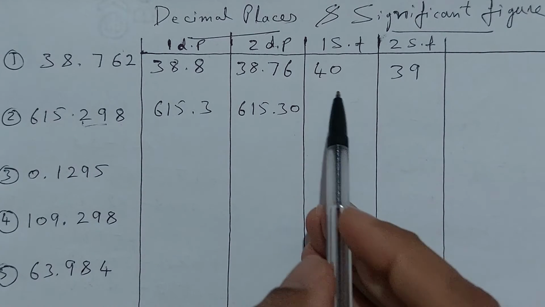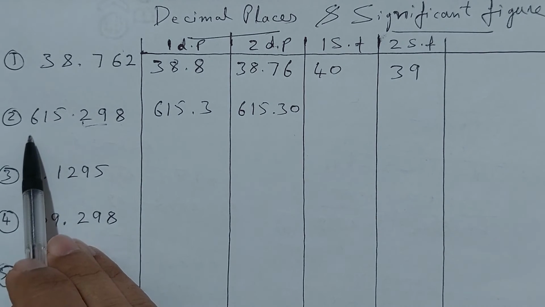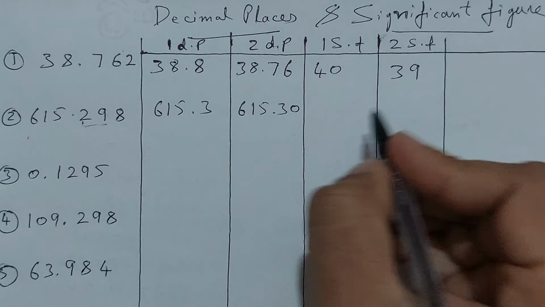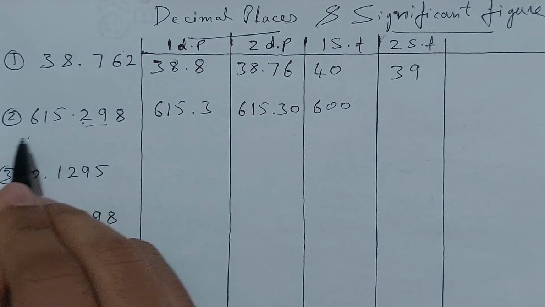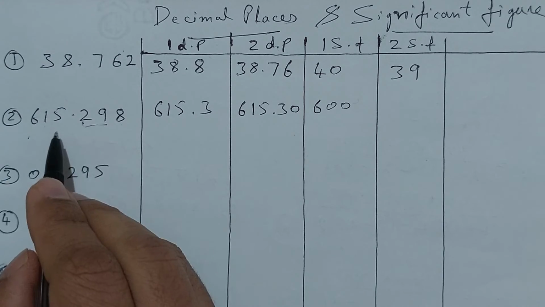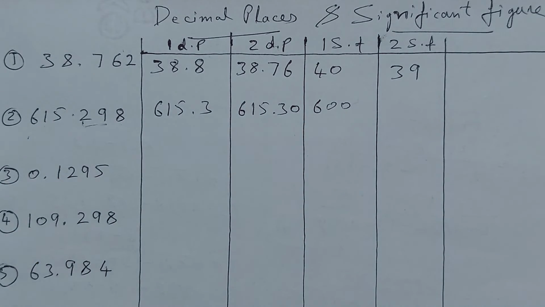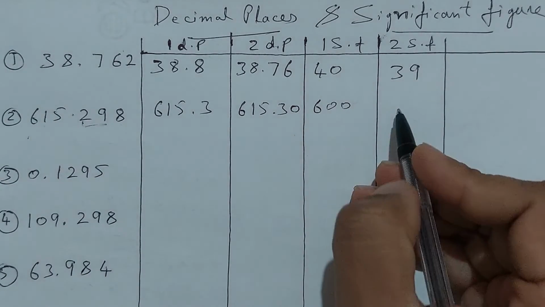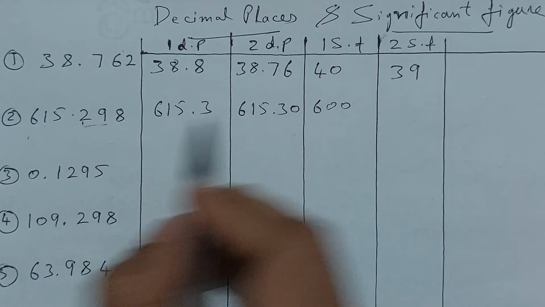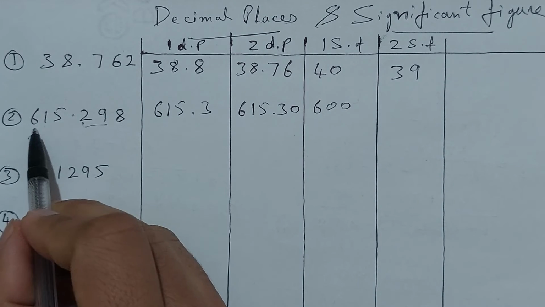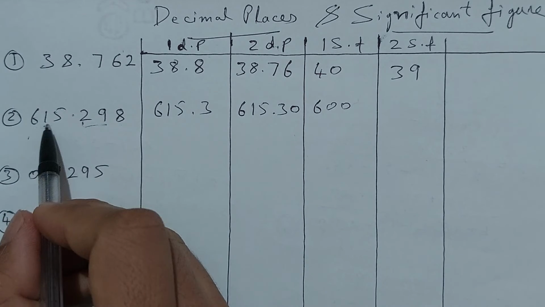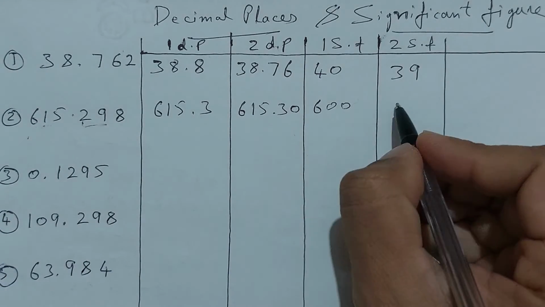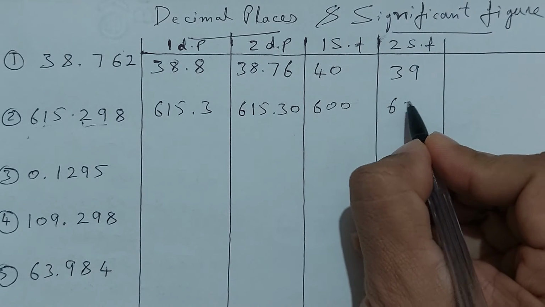Now, one significant figure. Very first number. Everything else will become 0. The next number is a smaller number, so the 6 will remain 600. Round it. Simple as that. Round it to the nearest 100 for one significant figure. For two significant figures, if they are three digits, you round it to the nearest 10. That will become 620.